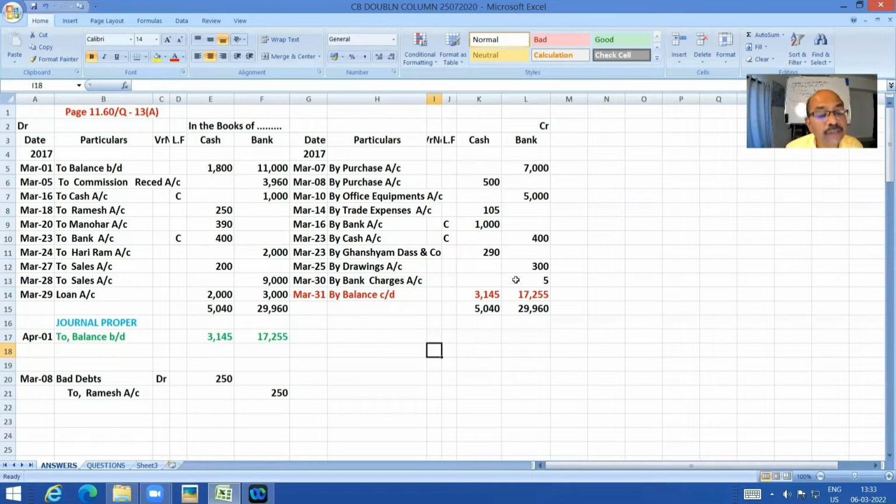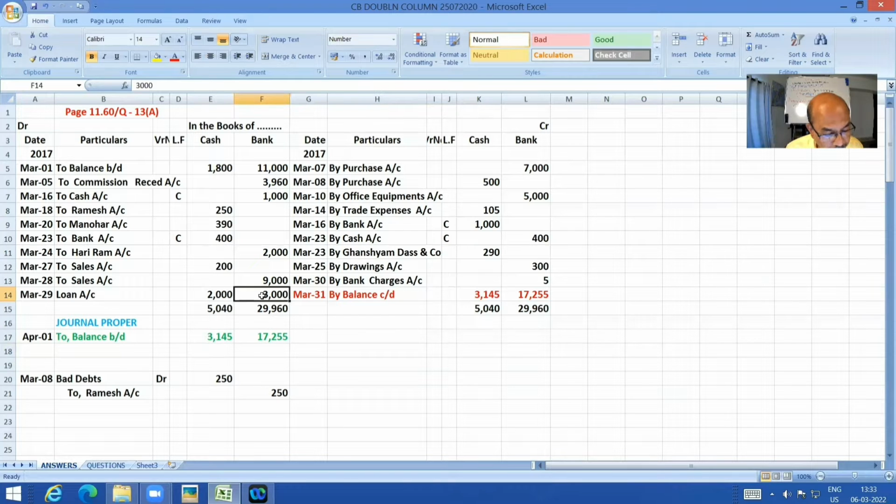Sold goods for cash. It's a simple transaction, to sales 200. Received check for goods, rupees 9,000. Goods sold rupees 9,000. So bank to sales. Why have we put it directly into the bank, not cash in transit? Because they have not told us that it was deposited later on. So naturally it has been deposited on the same date.